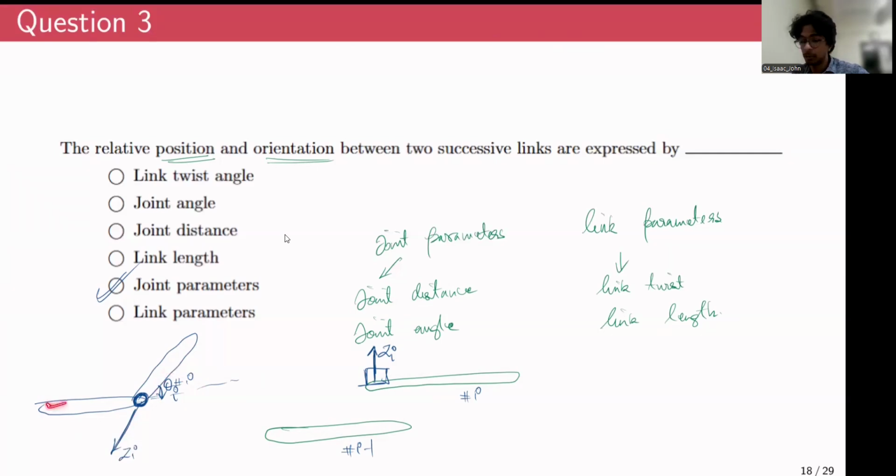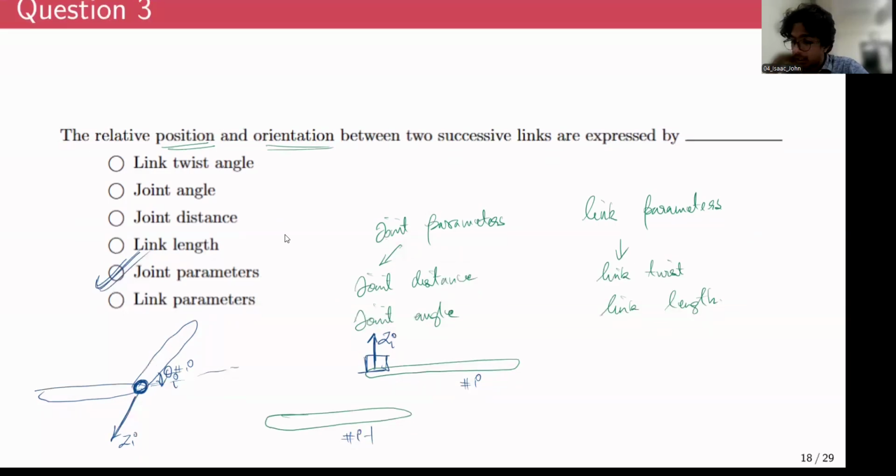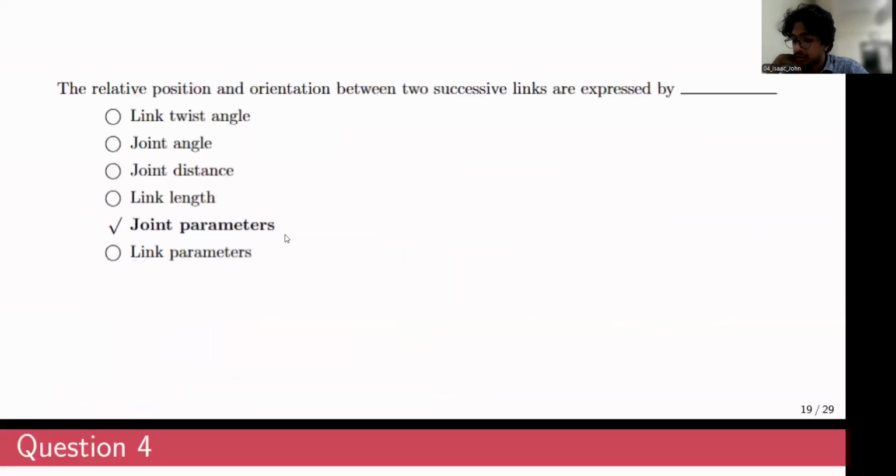So the relative positions and orientations between two joints is given by joint distance and joint angle. We call them collectively as joint parameters. So the correct answer is indeed joint parameters. Okay, I hope that is clear enough.